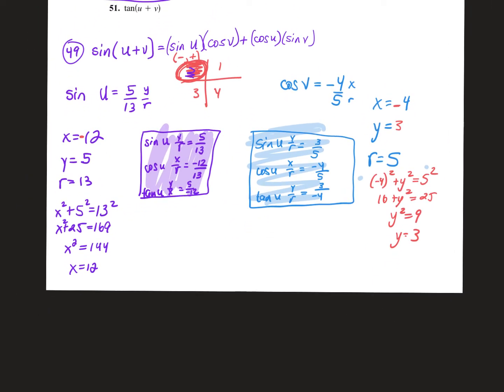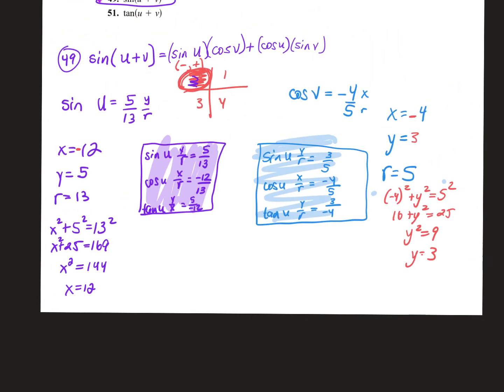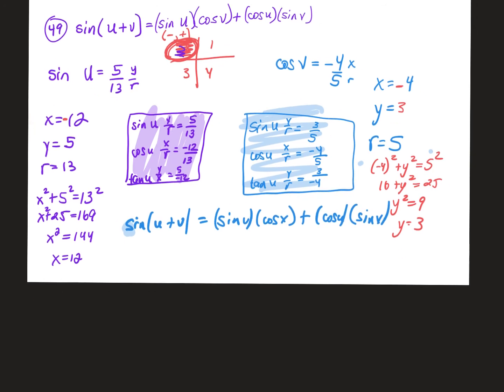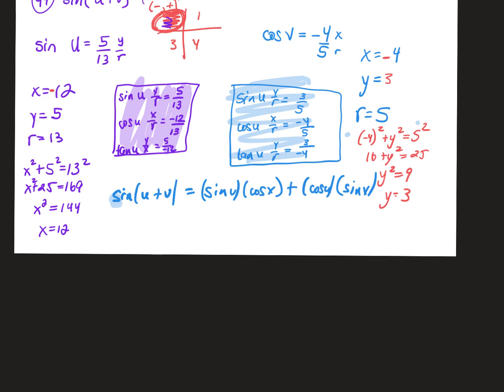They wanted the sine of u plus v. So I'm going to rewrite this formula. The sine of u plus v is the sine of u times the cosine of v plus cosine u times the sine of v. So I look at my boxes and I'm going to replace the sine of u. I look up here, it's 5 over 13. The cosine of v, look over here to the right. This should be a v on all these, I don't know why I wrote u. Cosine of v is negative 4 over 5.